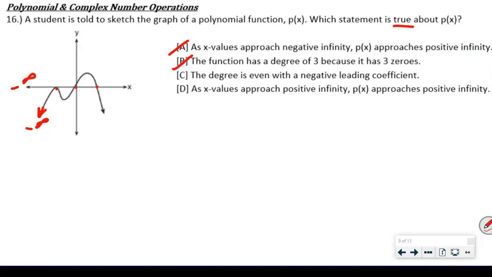The degree is even with a negative leading coefficient. Well, yes, it's even because both ends head down and it's a negative leading coefficient. That's what tells us it goes down. So the answer is actually C. Let's just check D for the sake of time. As x values approach positive infinity, that would be over here, right? This is still heading towards negative infinity, isn't it, y'all? So that would be wrong as well.